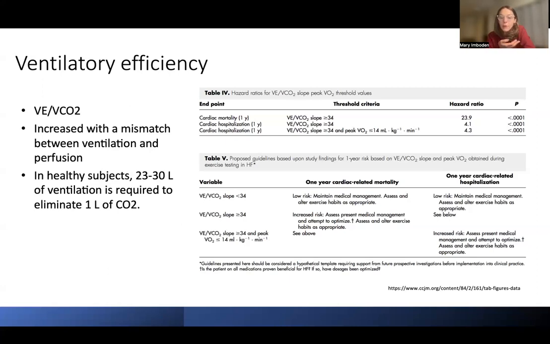Greater than or equal to 34, increased risk. So assess present medical management and attempt to optimize, assess and alter exercise habits as appropriate. And potentially there need to be other interventions that we're using, like maybe oxygen available for these people, maybe thinking about devices as well. And this is where the doctors come in and they think, okay, we're at high risk. We have the risk of surgery, but do the benefits outweigh the risks? They're looking at this data to really make that decision pathway.